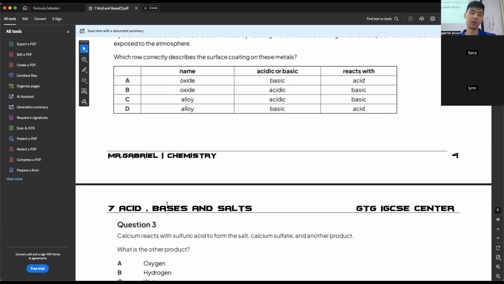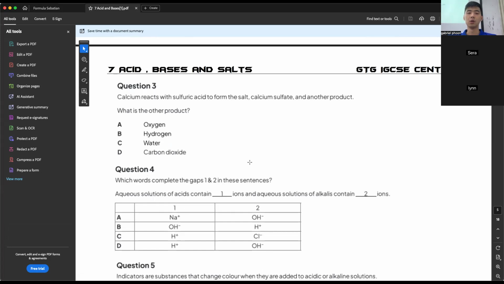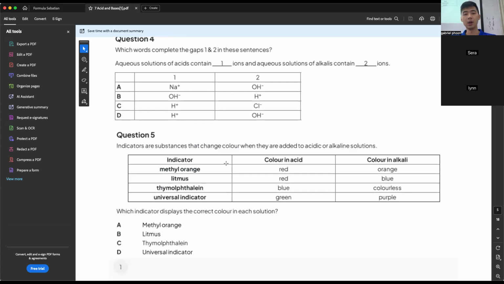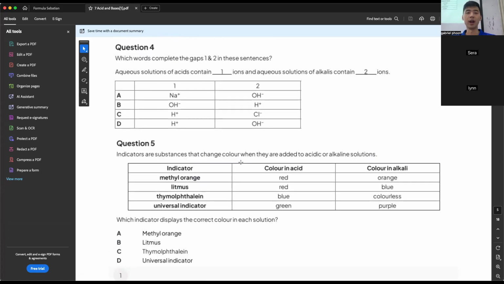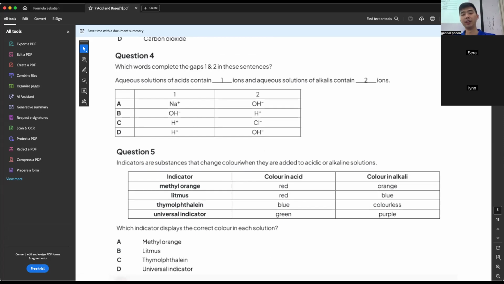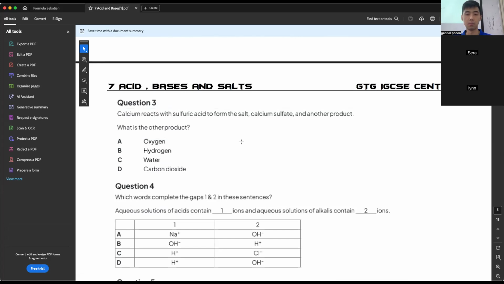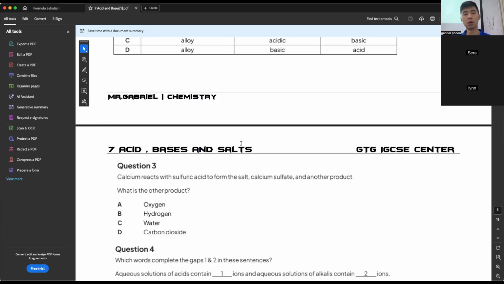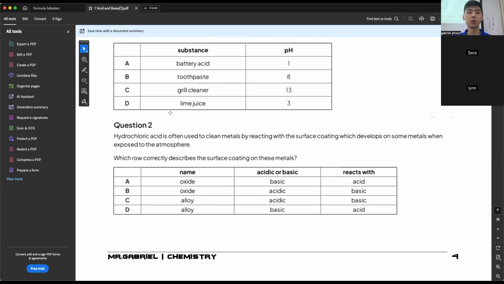Question number 3, what do you get? B is correct. Question number 4, what do you get? D is correct. Question number 5, what did you get? B is correct. First 5 questions, anyone got anything wrong? Want to discuss? Question number 2 and question number 3. Okay, starting with question number 2.